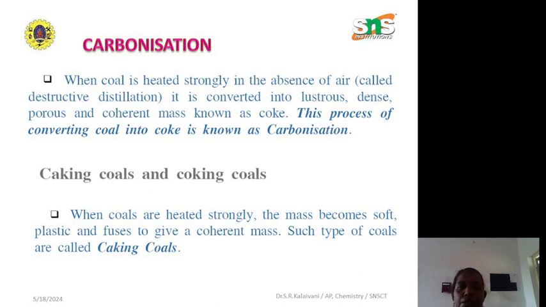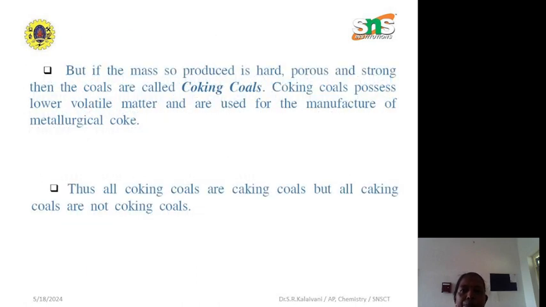In this carbonization process, two categories of coals are available. First one is caking coals and second one is coking coals. First one, caking coals. What is meant by caking coals? When coals are heated strongly, the mass becomes soft, plastic and fuses to give a coherent mass. Such types of coal are called caking coals.